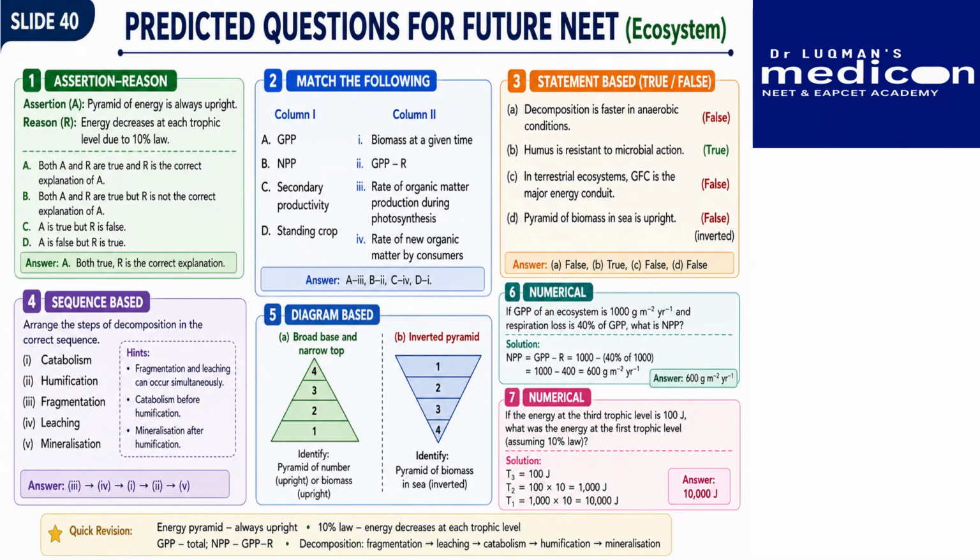Predicted questions for future NEET from ecosystem. So these are the questions that are expected to come in your next NEET exam. Okay, I am predicting that this could be the pattern. So you can see that there is an assertion reason, match the following, sequence based question and diagram based question where broad base and narrow top and inverted pyramid. Then he is going to ask statement based questions and a numerical question also. I request all the students to stop the video here and study all the predicted questions, maybe note it down, and before the exam read all these predicted questions again.